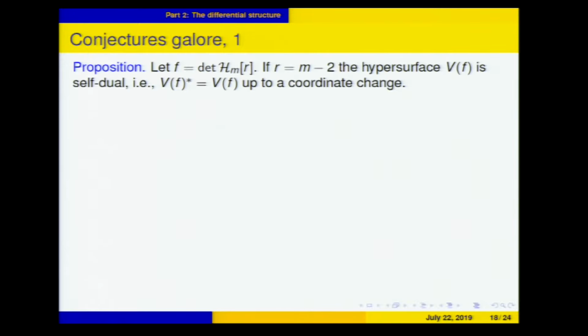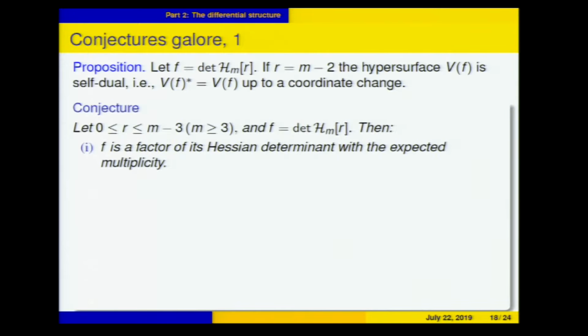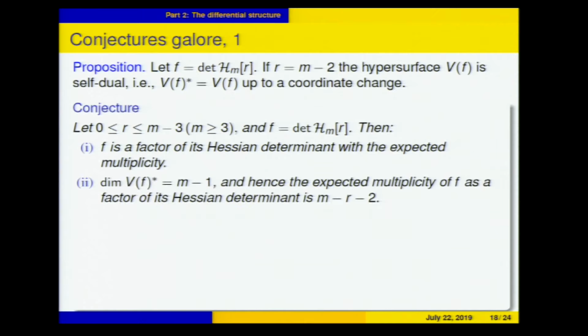Now, again, some conjectures. Well, at least we have a proposition which is not a conjecture. This is for this extreme case where the guy is self-dual. It's the only case where it's self-dual. So here's the conjecture. F is a factor of the Hessian determinant with the expected multiplicity, the one defined by Segre. The dimension is m-1.